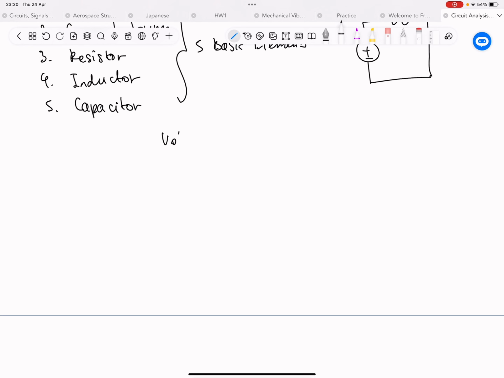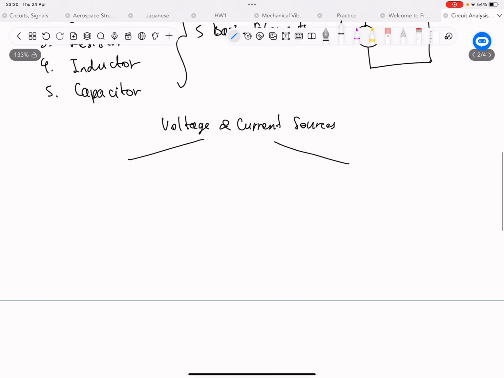So voltage and current sources divide into two groups. They can be independent, which is the simplest version that you can have of them, and dependent.